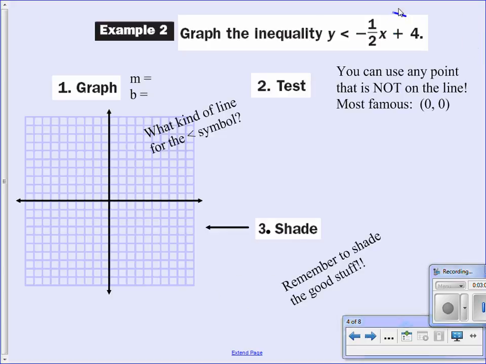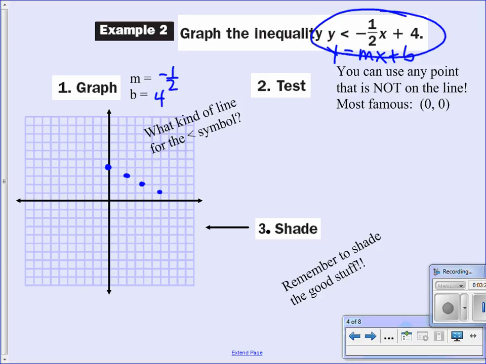So here's our inequality. y is less than negative 1/2 x plus 4. Notice that this looks very much like y equals mx plus b. Well, you know how to graph this. Our slope is negative 1/2. Our b is 4. That means we start at 1, 2, 3, 4, and we go down 1 over 2.